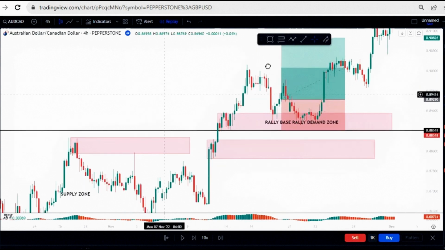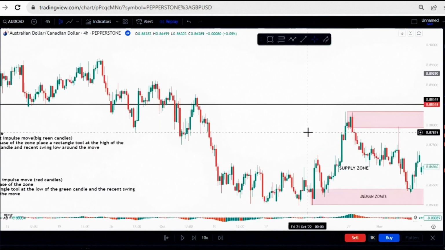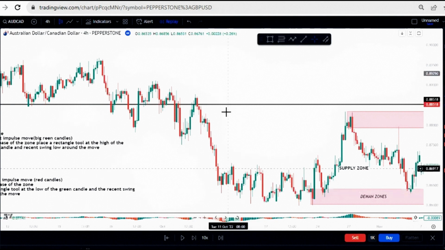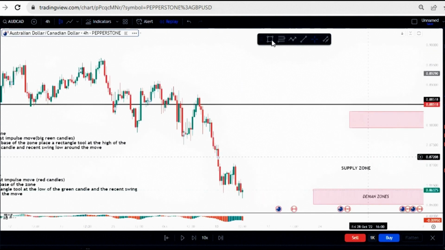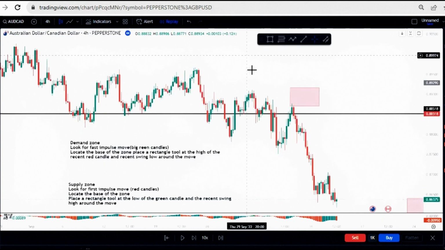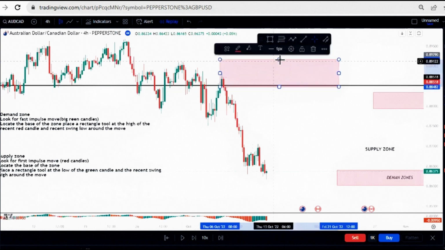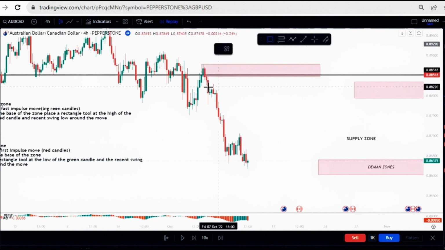Now, what about during a downtrend? During a downtrend, we have drop base drop, and they form a supply zone during a downtrend. In this example here, we had the main supply zone here. This is a main supply zone. The price dropped, then we had a base here.